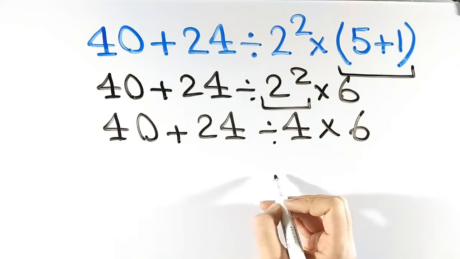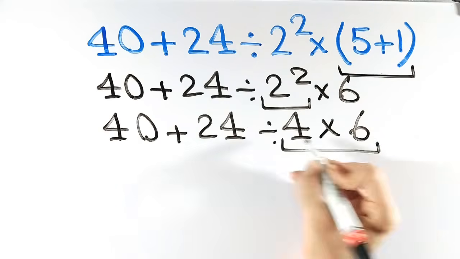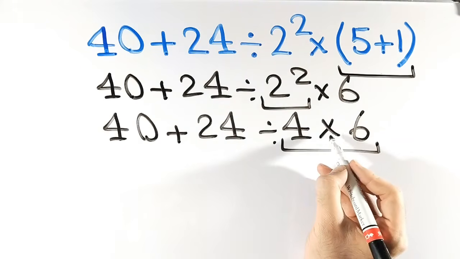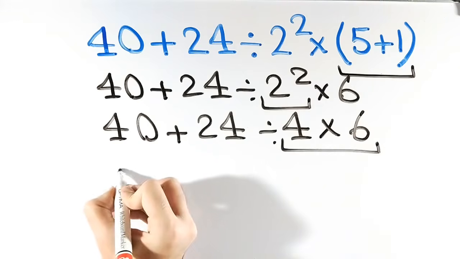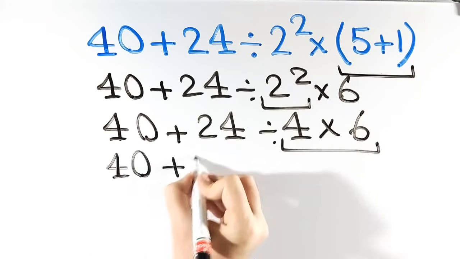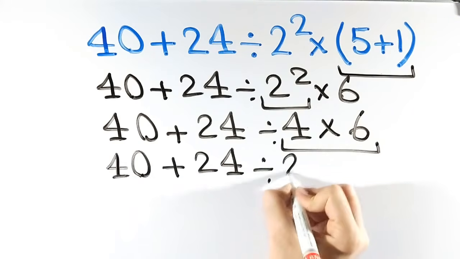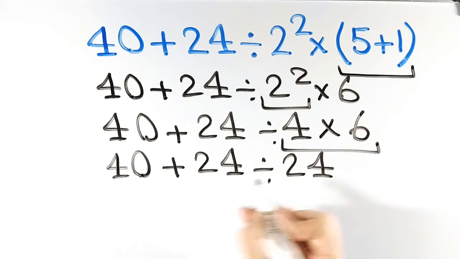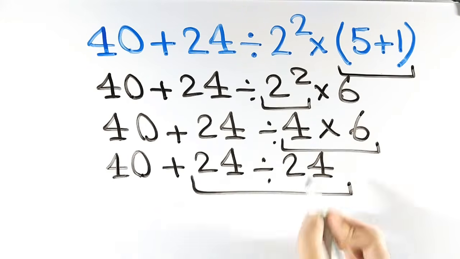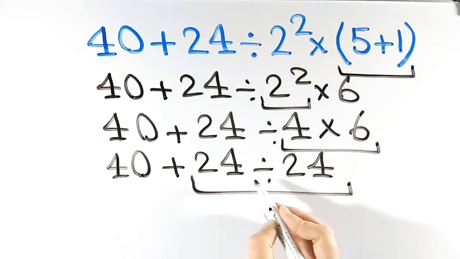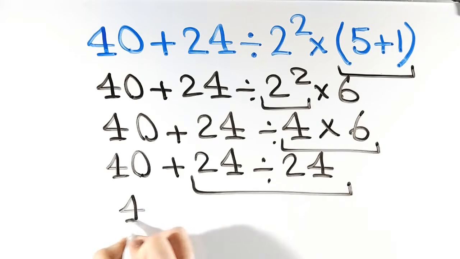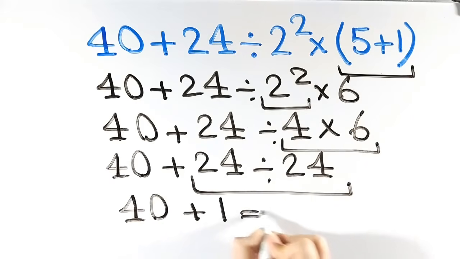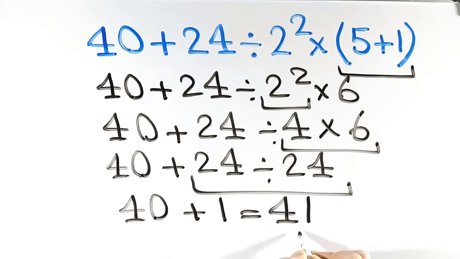multiplied by 6. Then they go for the multiplication between 4 and 6 because they think multiplication has a higher priority than division. So instead of this expression, they write 40 plus 24 divided by 24. And the final step, they go for the division between 24 and 24 because they believe division has priority over addition. So, instead of this expression, they write 40 plus 1, which finally gives them the answer, 41. But it's not the correct answer to this question.